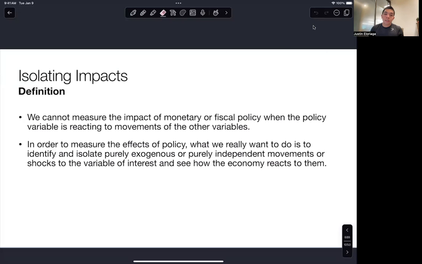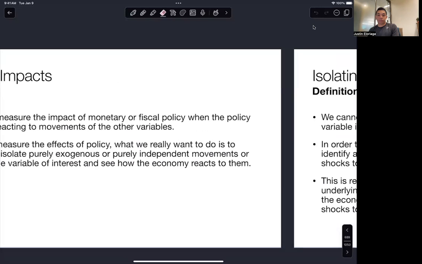So in order to measure the effects of policy, what we really want to do is to identify and isolate purely exogenous or purely independent movements or shocks, right? So these are the things we need: to get shocks to the variable of interest and see how the economy reacts to them.